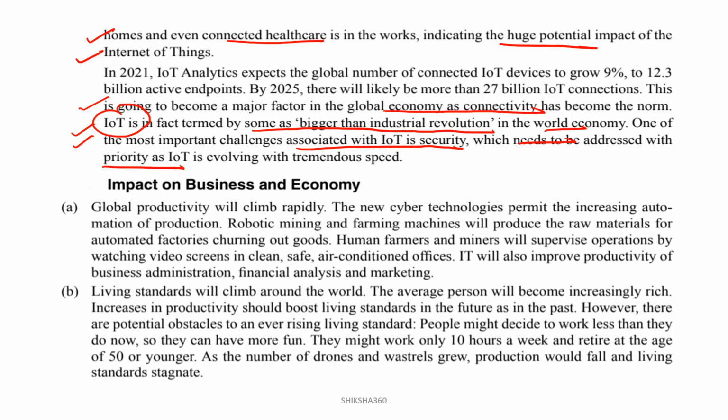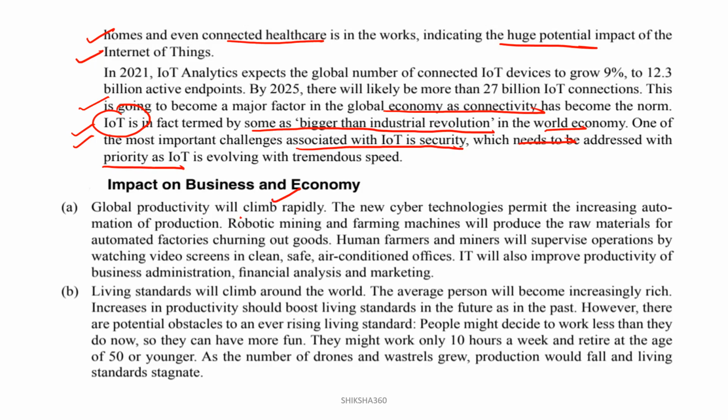Now move to the next point: impact on business and the economy. Global productivity will climb rapidly. The new cyber technologies permit increasing automation of production. Robotic mining and farming machines will produce the raw materials for automated factories, churning out goods.